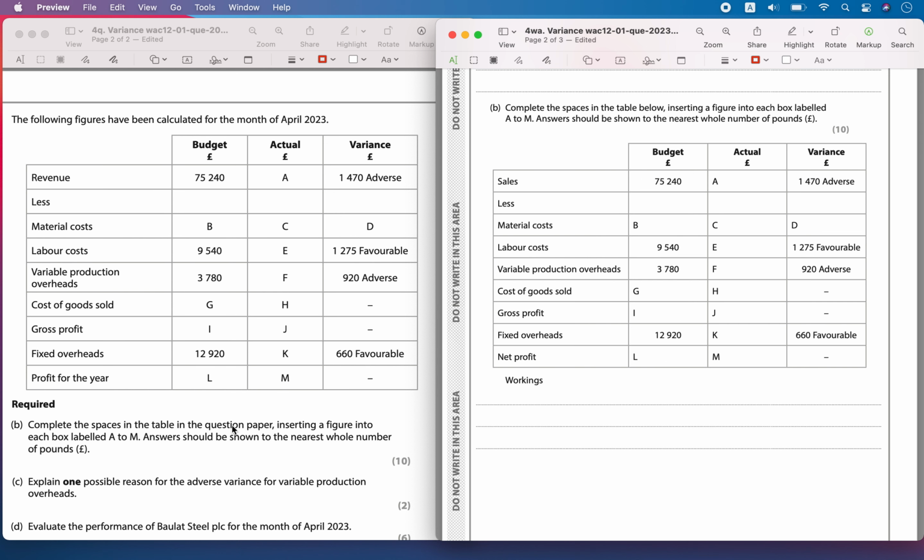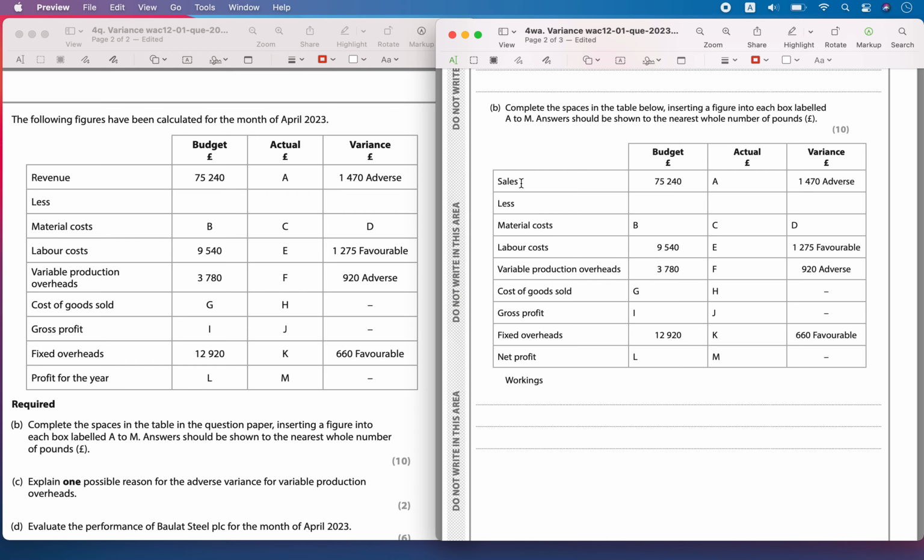Now the requirement is to complete the spaces in the table in the question paper, inserting a figure into each space labeled A to M. Answers should be shown to the nearest whole number of pounds. So wherever you are seeing letters, we are supposed to fill them in with numbers. That's what they want.